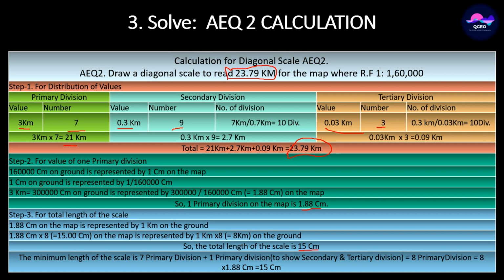What will be the minimum length? Minimum length: here the 7 primary division plus 1 primary division to show the secondary and tertiary division. So the total primary division needed is 8. So 1 primary division is equal to 1.88 centimeter. So it will be 1.88 into 8, that will be the 15 centimeter. In this way you can calculate the problem sum in a better way.